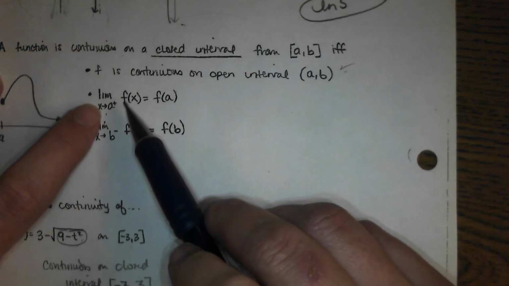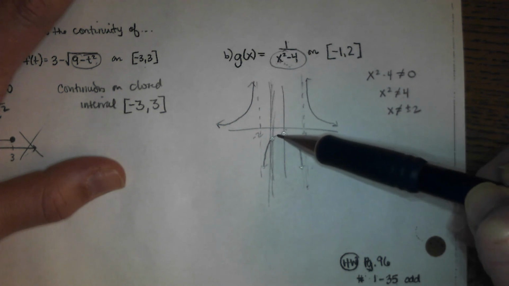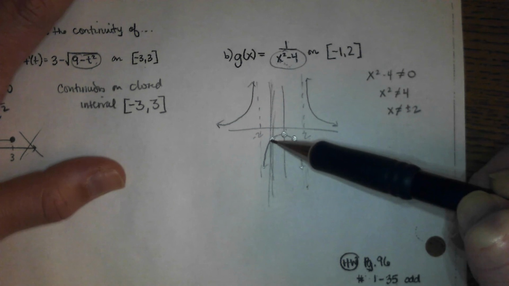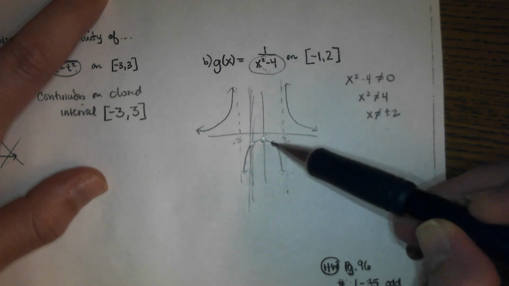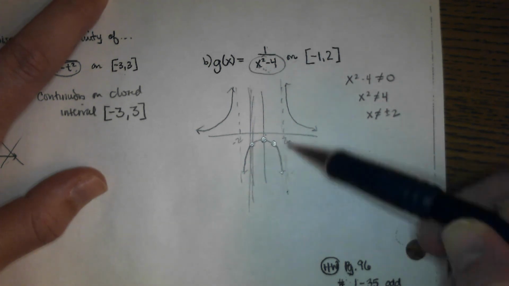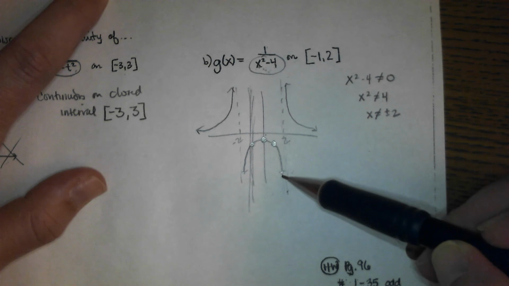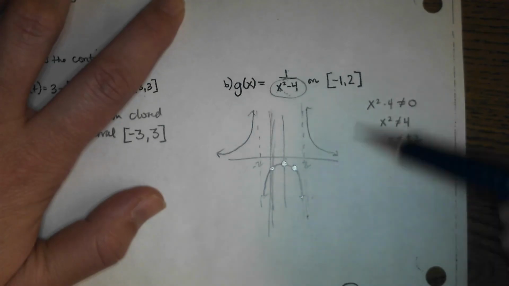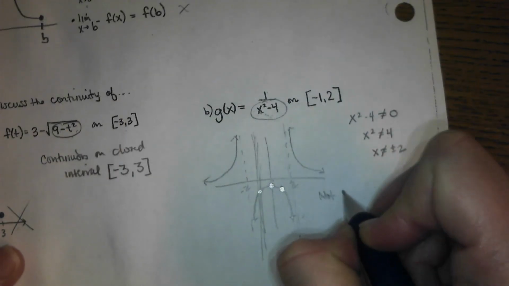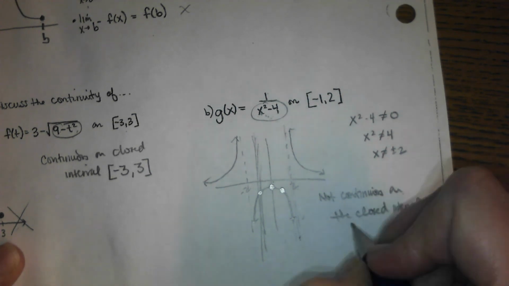Yes. Is the limit as you approach A from the right, which is the negative 1, as I approach negative 1 from the right, is the limit of that equal to the function value there? Yes. And as I approach B from the left, which is 2, as I approach that from the left, is the limit there equal to the function value there? No. Because the limit as I approach there doesn't exist, number one, it's negative infinity. And also the function value at 2 doesn't exist. So that's not true for this particular problem. And so this is not continuous on the closed interval negative 1 to 2.